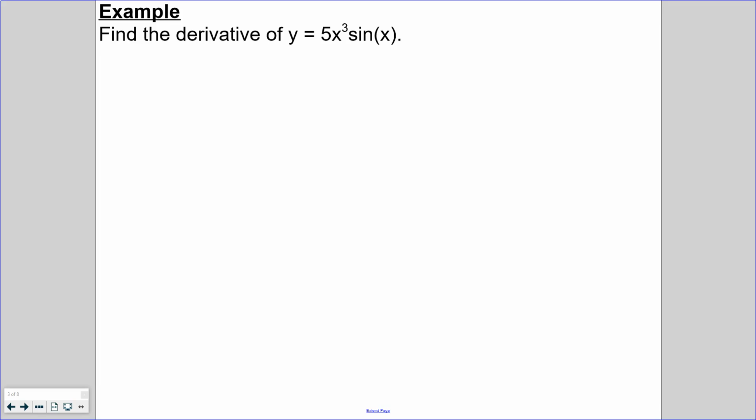Since this is 5x cubed times sine of x, we're going to need to use the product rule, which means the first thing we're going to have to do is identify our first function and our second function. So I'm going to let 5x cubed be our first function, and I'm going to let sine of x be our second function. All right, then we just want to find the derivative.